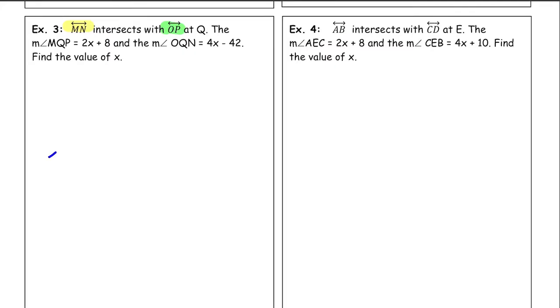Draw a line MN. Doesn't matter how you draw it. Could be a slightly different angle than this, but the key here is that M is on one end of the line, N is on the other. So now I need to draw another line that crosses that, and that's line OP. So you can put O on one end, P on the other, and where they cross has to be Q. So that point right there has got to be Q.